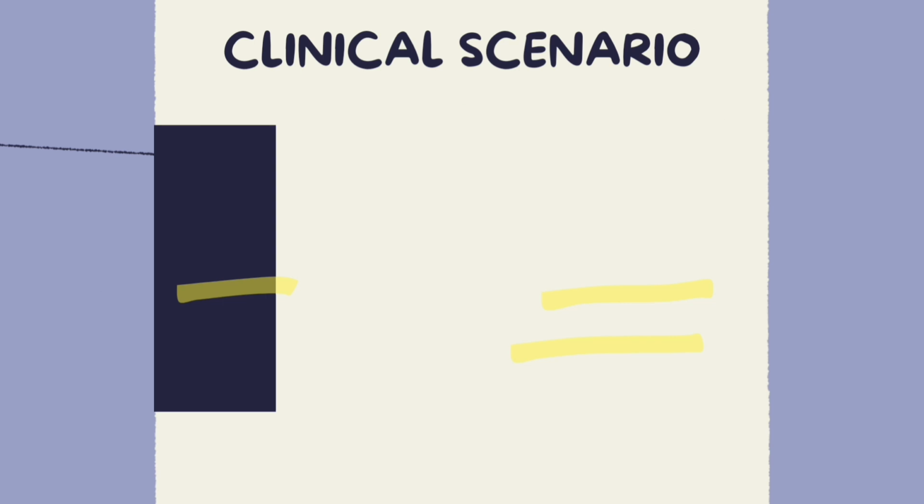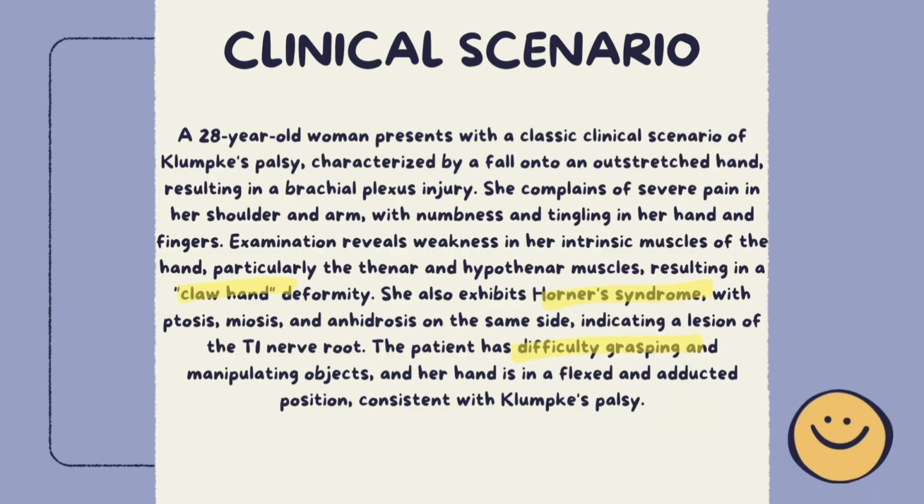A 28-year-old woman presents with a classic clinical scenario of Klumpke's palsy characterized by a fall onto an outstretched hand resulting in a brachial plexus injury. She complains of severe pain in her shoulder and arm with numbness and tingling in her hand and fingers. Examination reveals weakness in her intrinsic muscles of the hand, particularly the thenar and hypothenar muscles, resulting in a claw hand deformity. She also exhibits Horner's syndrome with ptosis, miosis and anhidrosis on the same side, indicating a lesion of the T1 nerve root. The patient has difficulty grasping and manipulating objects, and her hand is in a flexed and adducted position consistent with Klumpke's palsy.